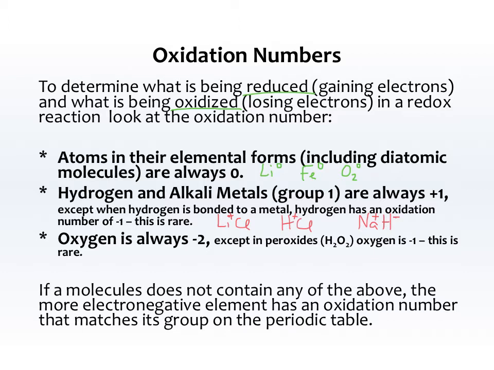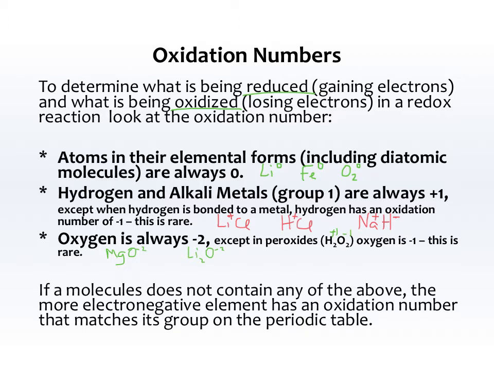Then our last rule, oxygen is always -2, except in peroxides like H2O2 when oxygen is -1, but again, this is really, really rare. This won't happen very often. So if I had something like MgO, O in a compound is going to have an oxidation number of -2. Or if I had Li2O, O in a compound is going to be -2. The exception, hydrogen peroxide, O is -1 and hydrogen is +1. But not something you're really going to need to know. It's really rare, but just want you to know that it does happen.